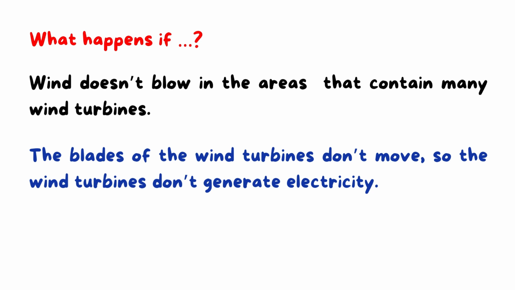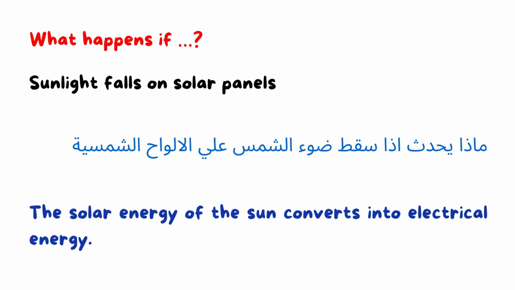Okay, here what happens if sunlight falls on solar panels? When the sunlight falls on the solar panel, what happens? The solar energy of the sun converts into electrical energy. Yes, here the solar energy will convert into electrical energy, okay?